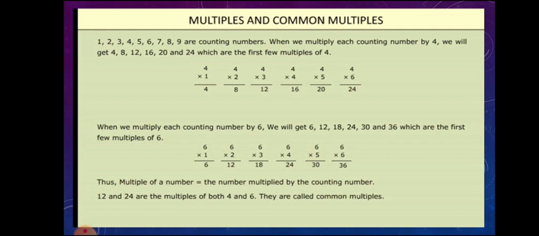12 and 24 are the multiples of both 4 and 6. How? Here, 4 threes are 12, 4 sixes are 24. Here, 6 twos are 12, 6 fours are 24. Here we found that 12 and 24 are both in the table of 4 and 6. So they are called common multiples.